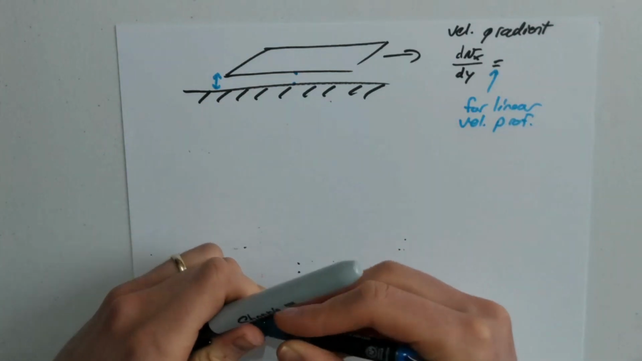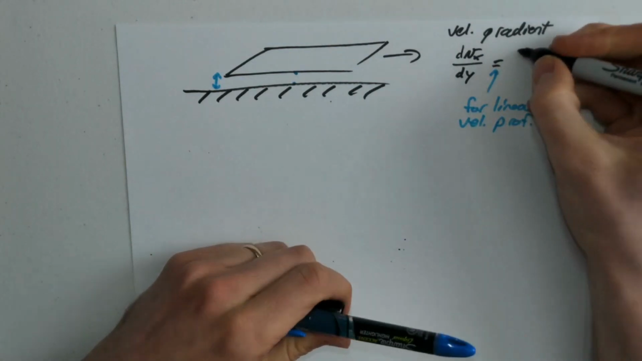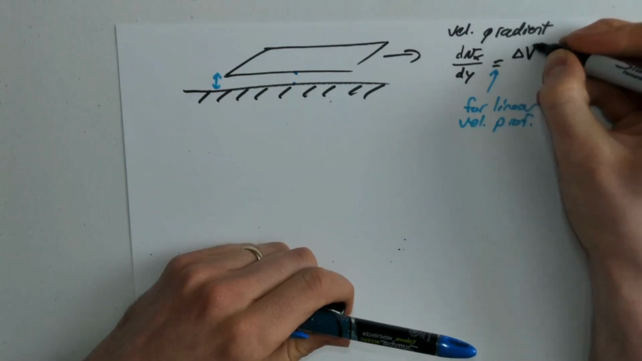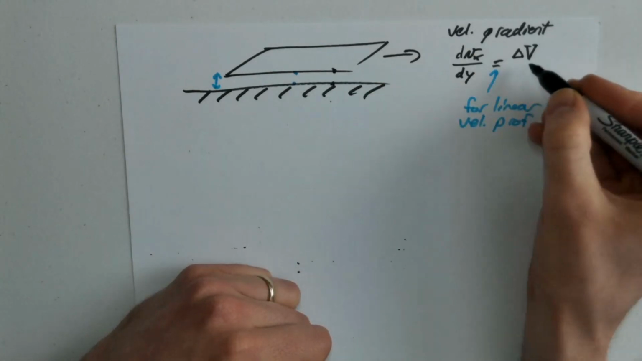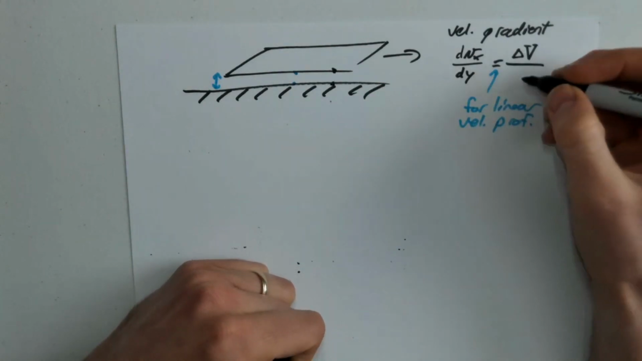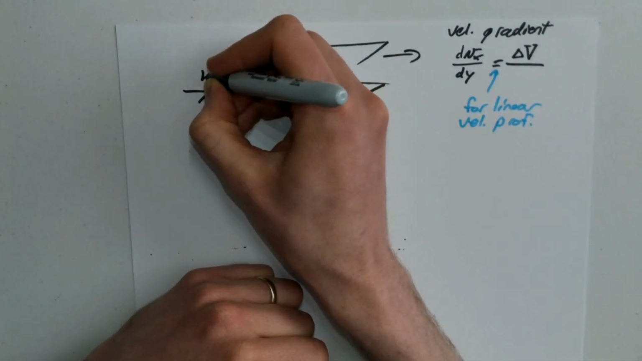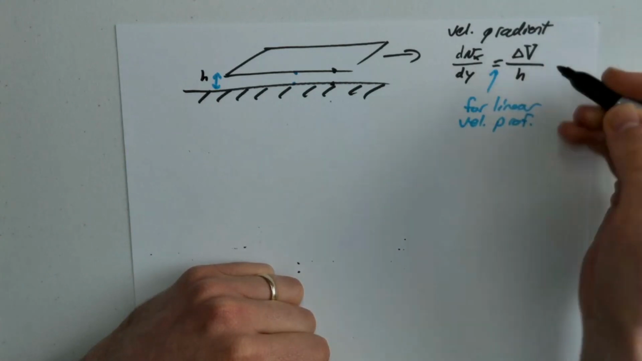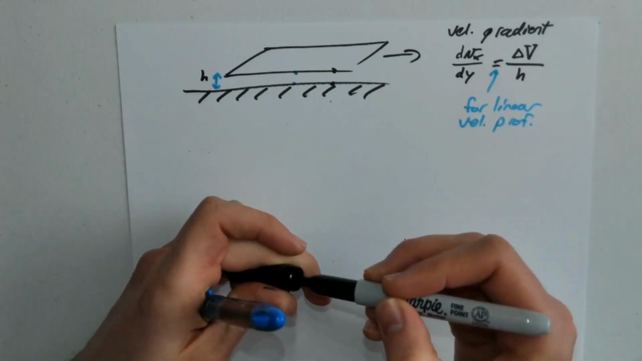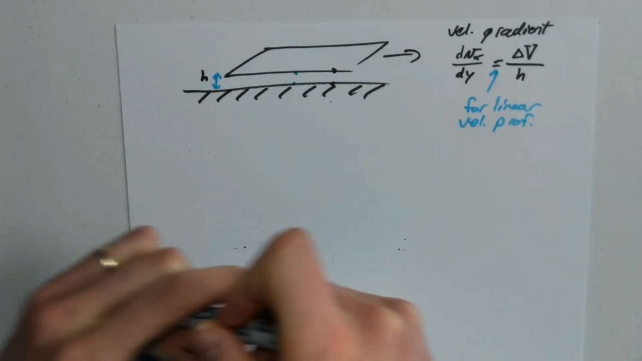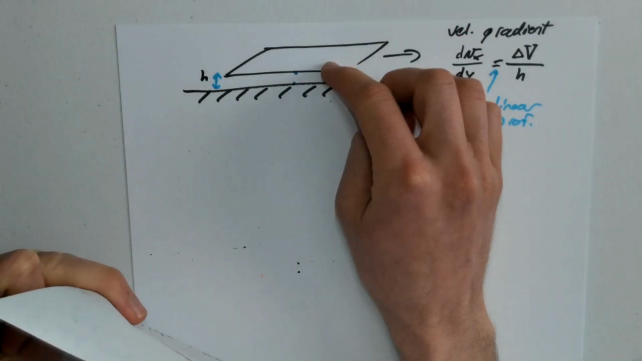For a linear velocity profile, dvx/dy is essentially the difference in the velocities between, let's say, the moving thing and the stationary thing, divided by the thickness, let's say h. So the velocity gradient is simply the difference in velocity divided by the thickness. Wait a second. Do we need to go through such a detailed velocity gradient analysis as we did last time with the plate?